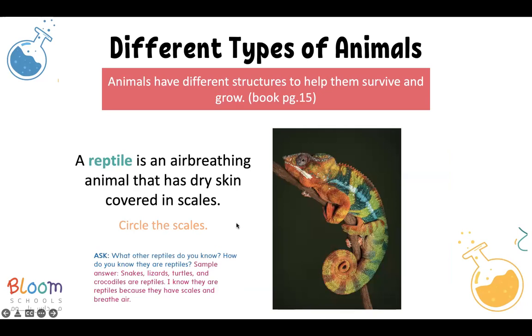Next, we move to reptiles. A reptile is an air-breathing animal that has dry skin covered in scales. So some kids mix reptiles with amphibians. Reptiles have very dry skin and it's covered with scales. We asked the students, what other reptiles do you know? Like turtles, lizards, snakes, any animal that has very short legs, or they crawl on their belly, they cannot walk. So circle the scales. This is the scale part on this iguana.